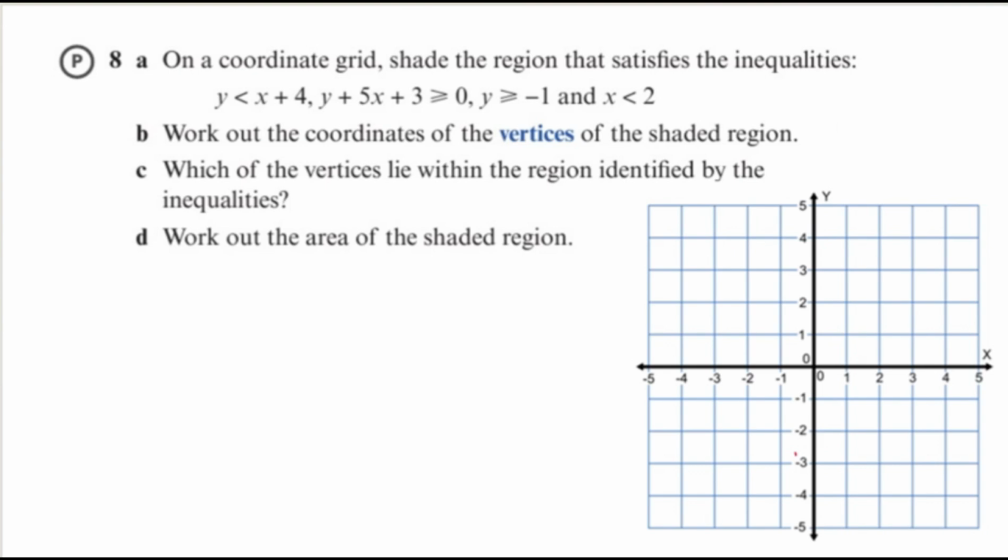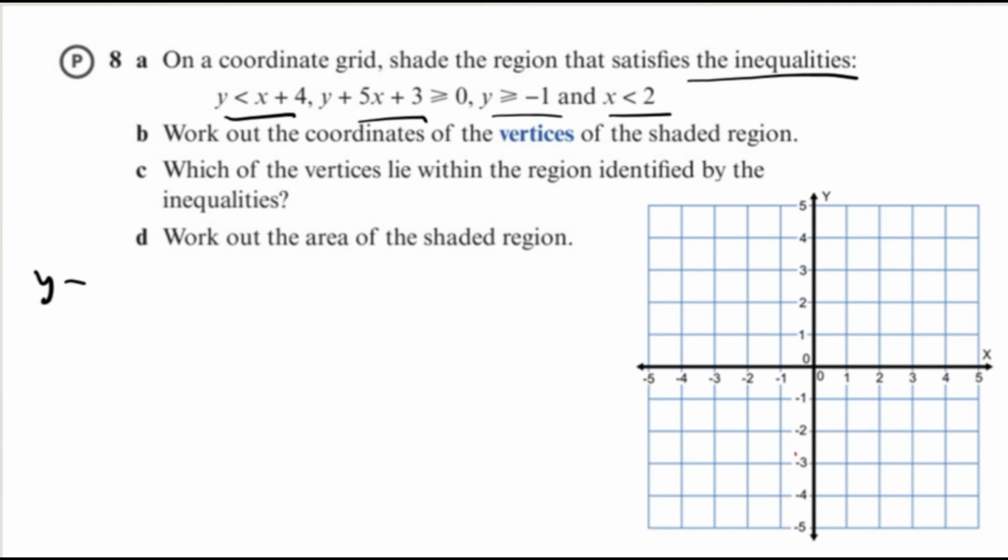Let's move to question number 8. On a coordinate grid, shade the region that satisfies the inequalities. We have 4 inequalities here. For that, first we have to find the coordinates so we can sketch on the grid.